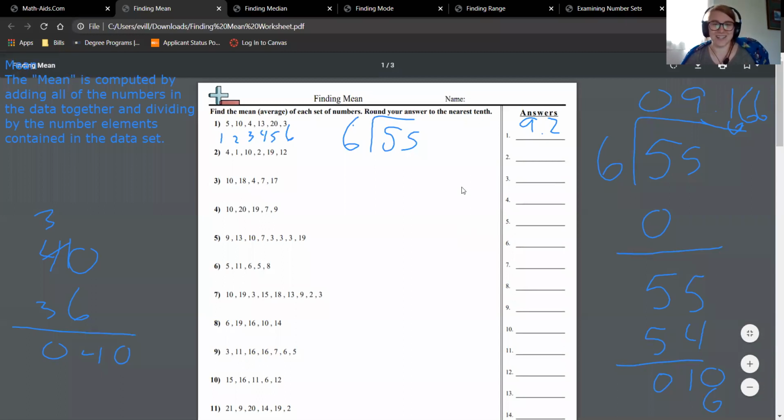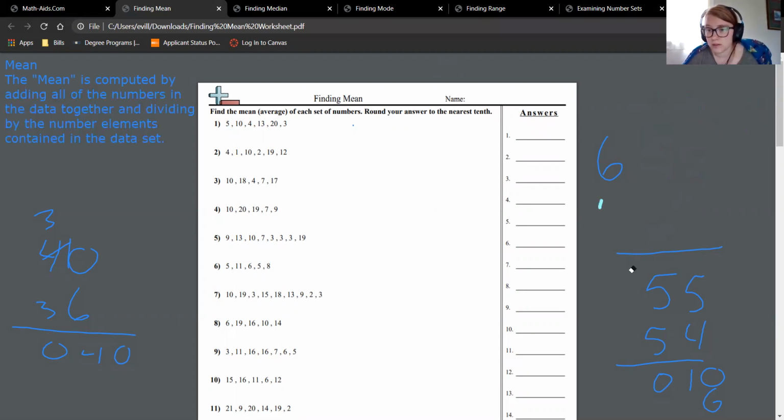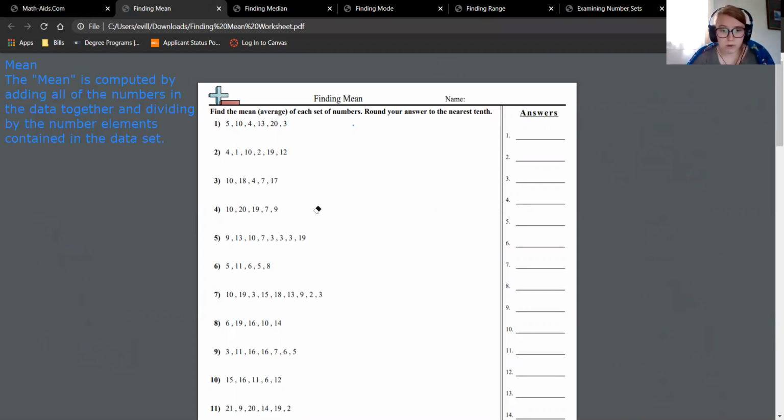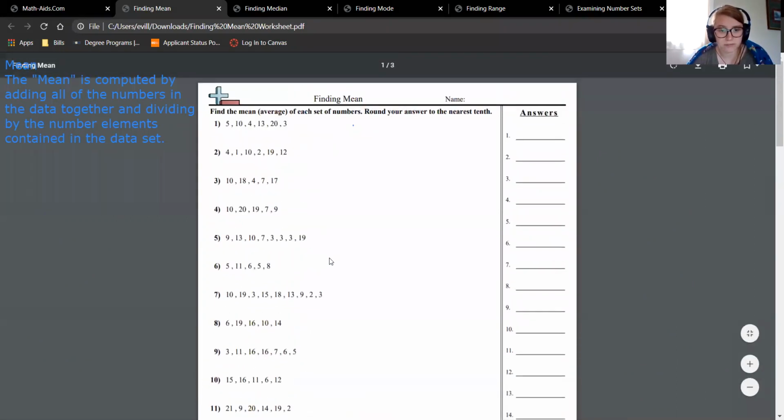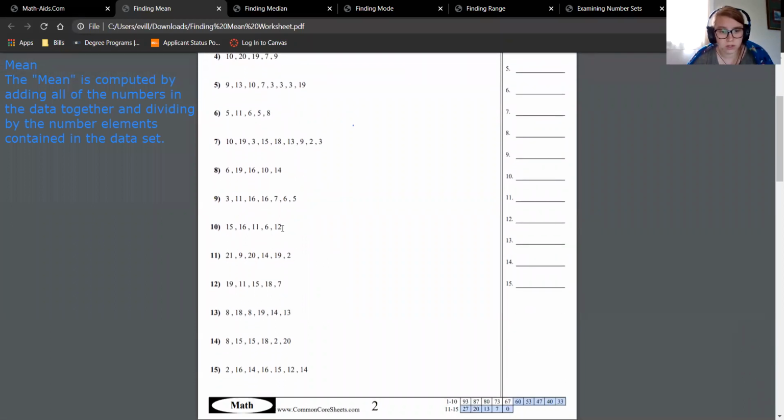All right. Like I said in my other videos, I'm not going to do every problem with you, but I'll do a few, because some of them are trickier than others, and it's just nice to have a little work through. So we did number 1. This worksheet has 15 problems. Let's do number 10.